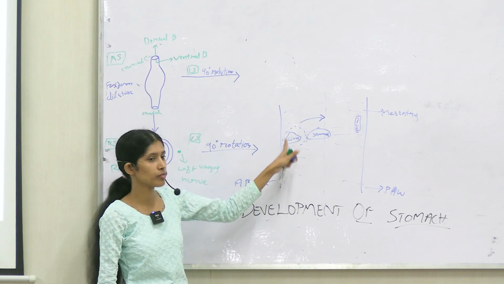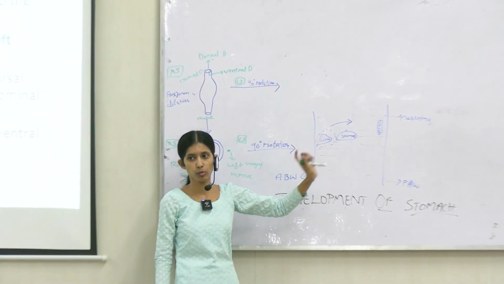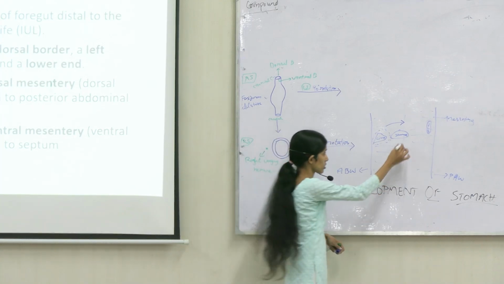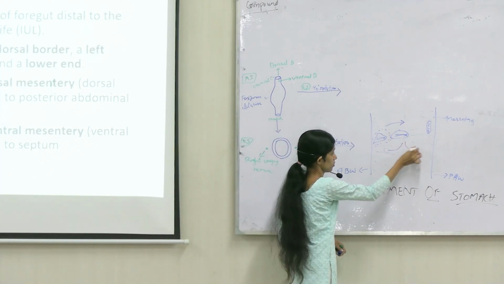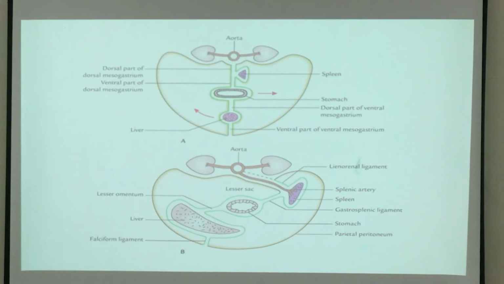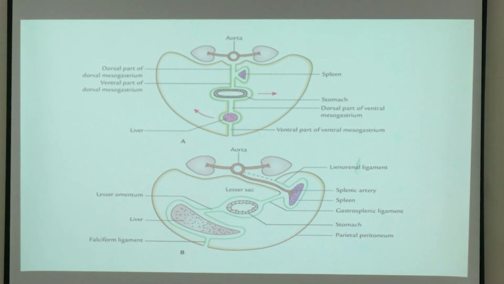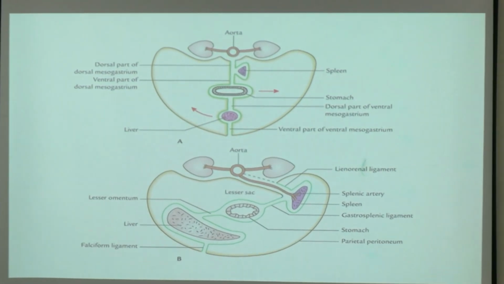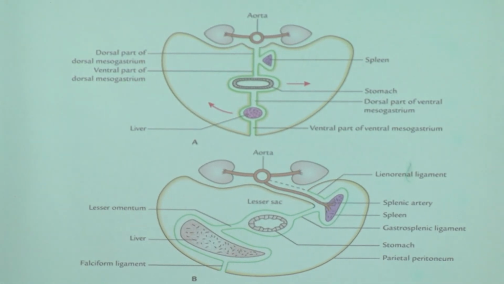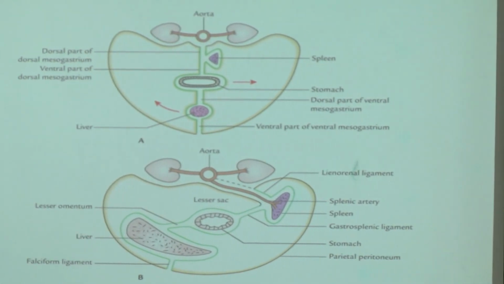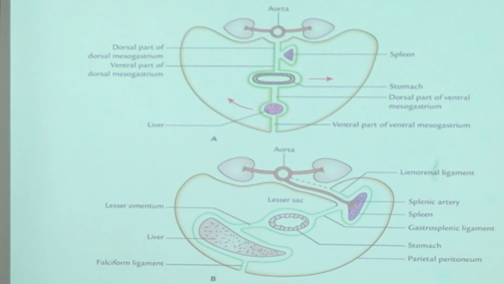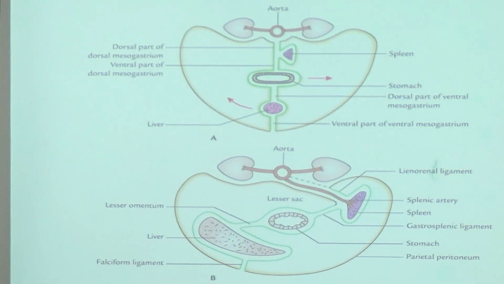On the posterior aspect we have the spleen. So from here, which side should your liver move? Right side or left side? And which side should your stomach move? This side or this side? Okay. See this diagram and answer at least. The first picture which I have drawn is your mesentery part, and this is after the 90-degree rotation. The liver is moving to the right side. So your stomach will move to the left side.